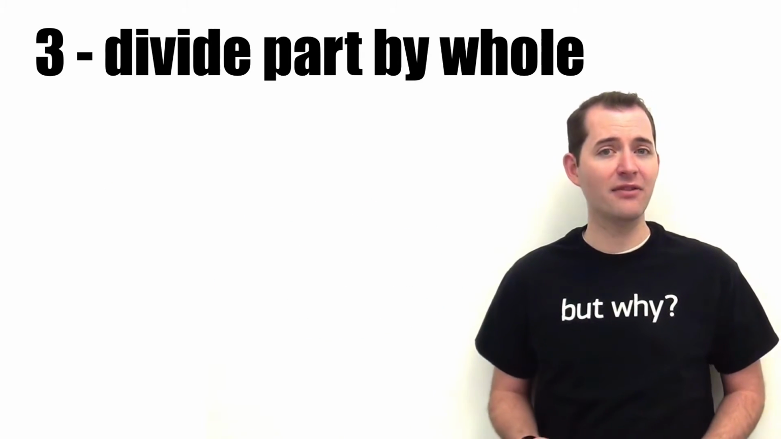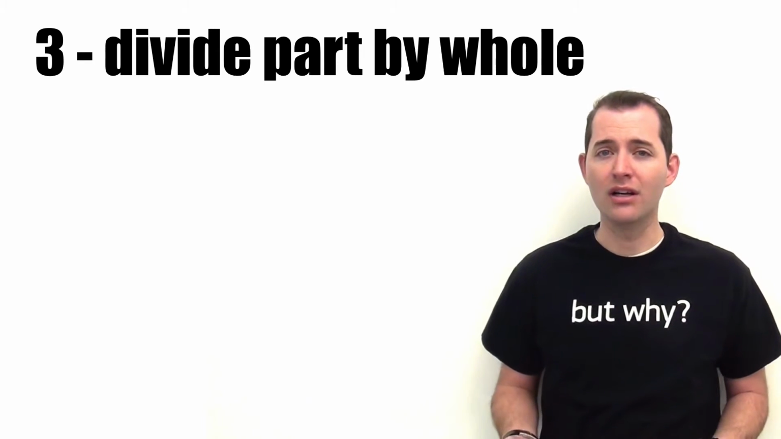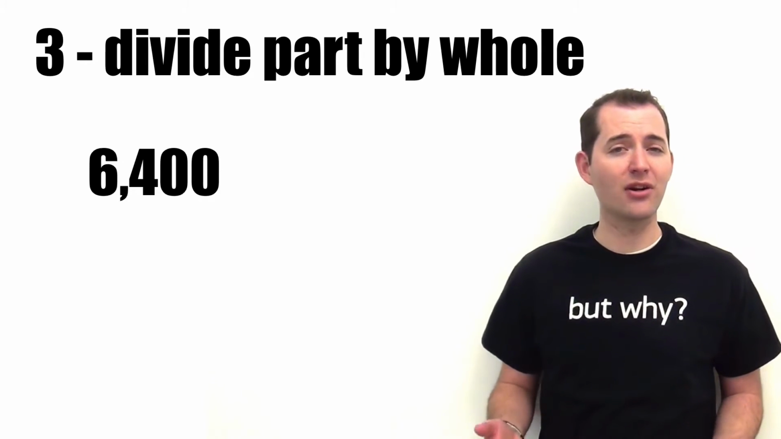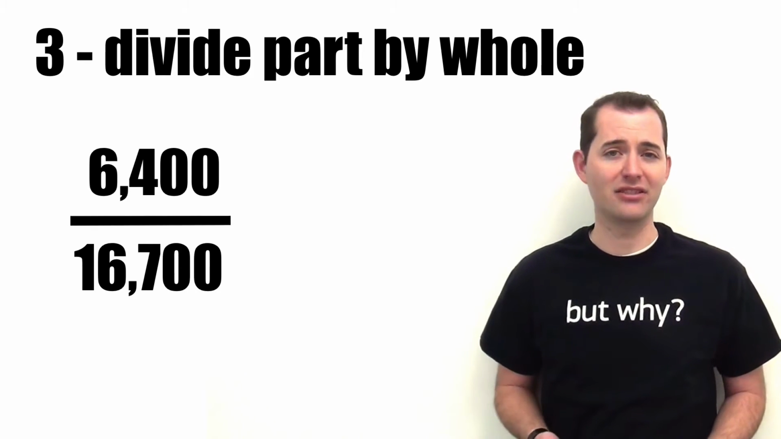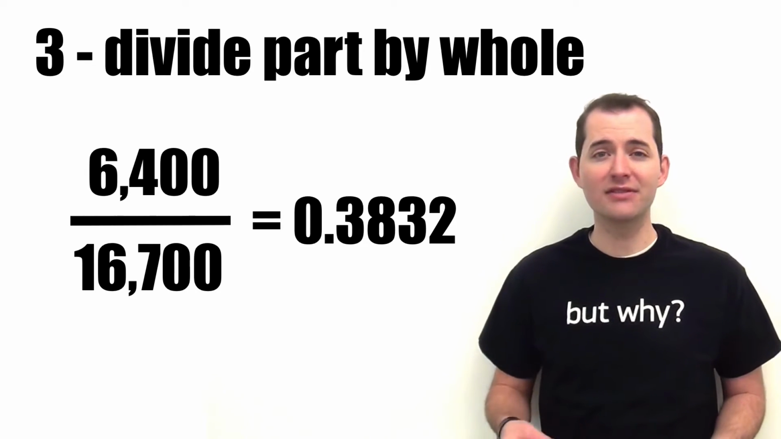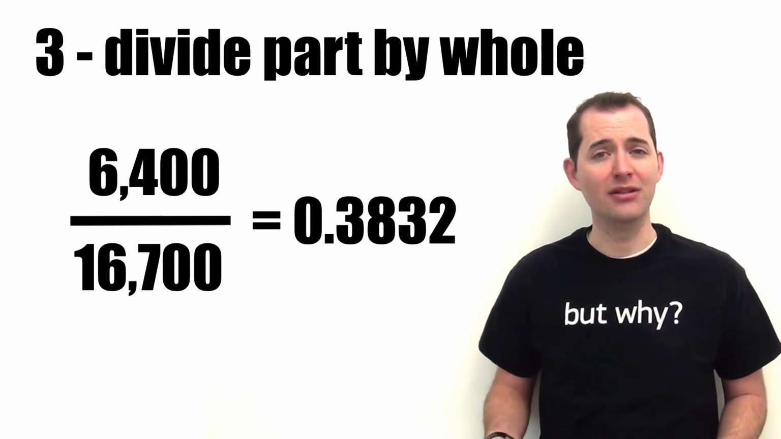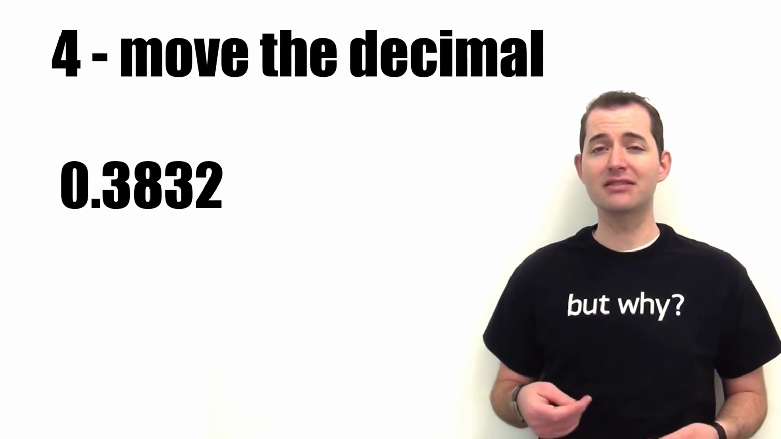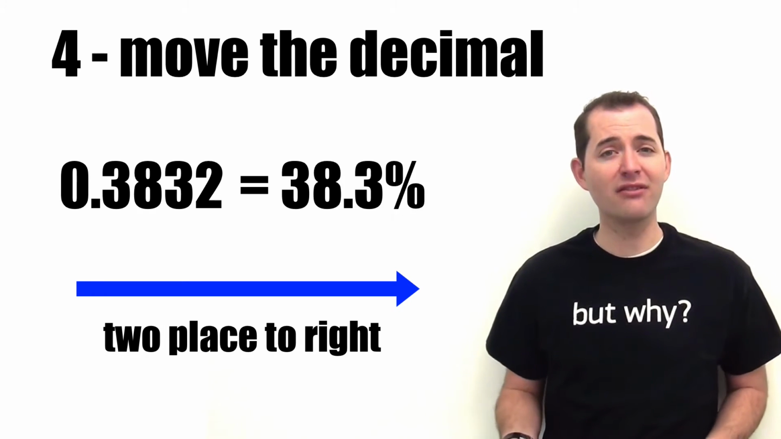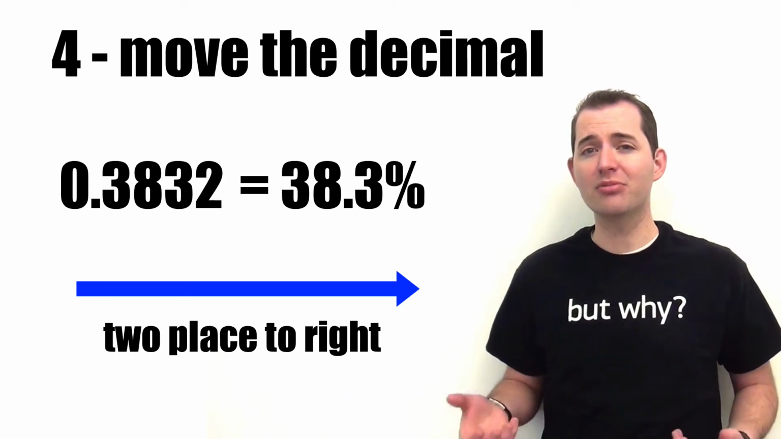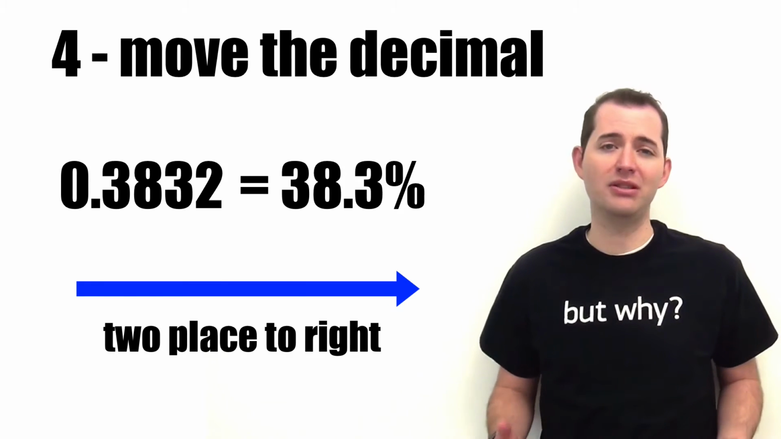Our third step is to divide the part by the whole. So we will take 6,400 divided by 16,700. This gives us a decimal of 0.3832. Our fourth and final step is to move our decimal 2 places to the right. This gives us a percentage of 38.32% of all of our marbles are blue.